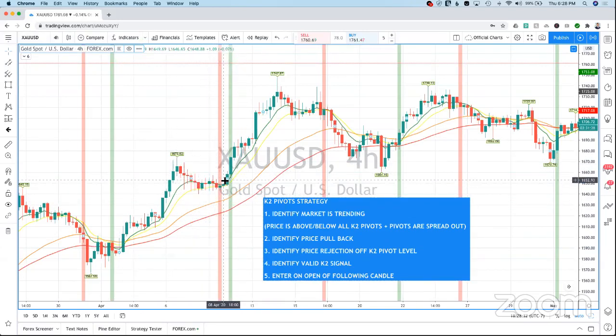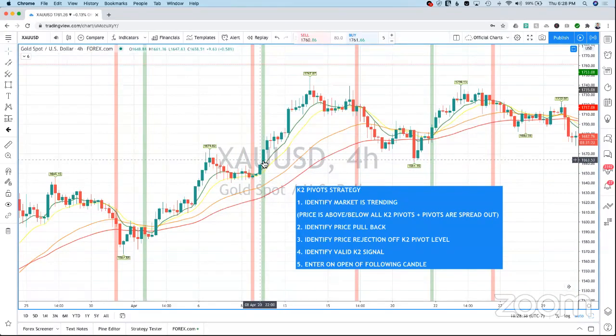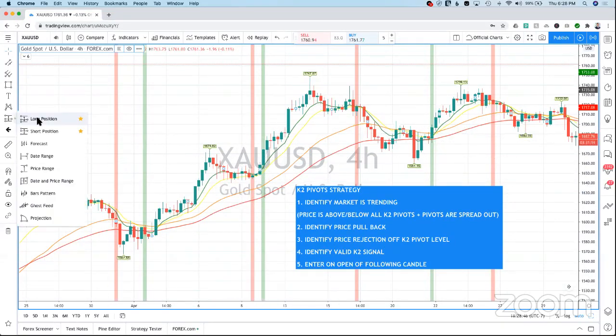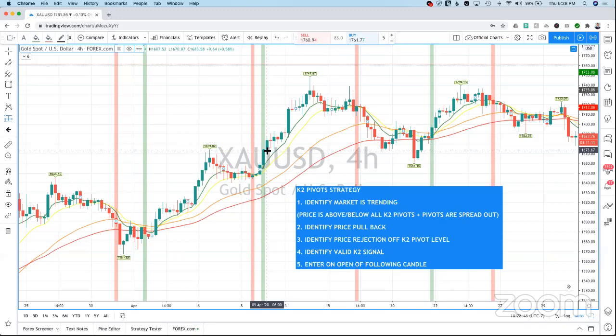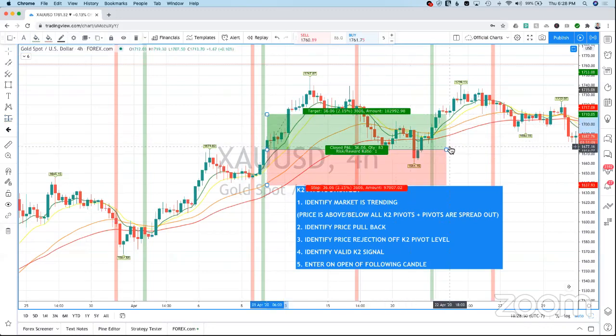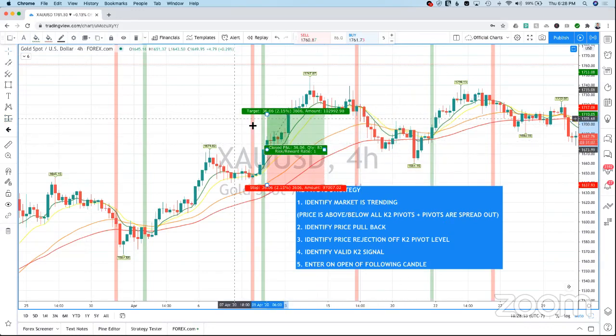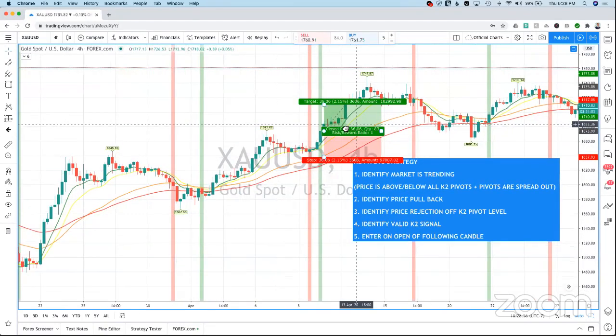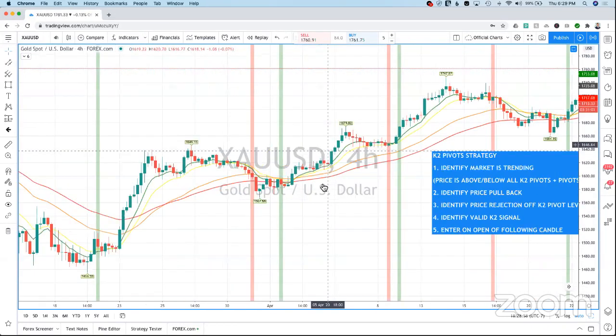Next up, we want to identify a valid K2 signal. Right here, we have a valid buy signal because we have a green buy signal, and it's a green bullish candle. So pretty much right here, all requirements are met. Enter on the open of the following candle right here. And there you go. You would have won on gold about 3,600 pips. Not bad at all. Let's see if there's another entry.